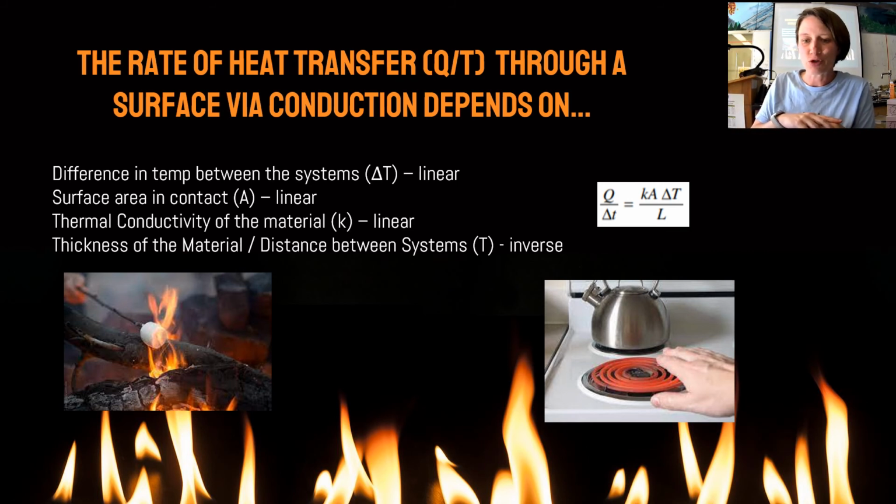Times the difference in temperature. So the bigger the difference, the faster it's going to transfer. And then divided by L, because the thicker the material, the slower it transfers. So we have three linear relationships and one inverse relationship shown in that equation.